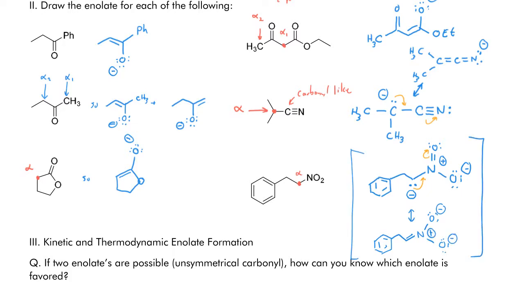So as we saw above, there are definitely situations in which you will have more than one alpha carbon, and therefore the choice of which enolate is preferred at equilibrium is a good question to ask. And that brings us to the question that I have shown here: if two enolates are possible, because we have an unsymmetrical carbonyl, how can you know which enolate is favored under a given set of conditions? And that's what we're going to look at next.